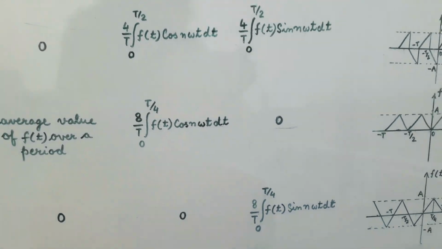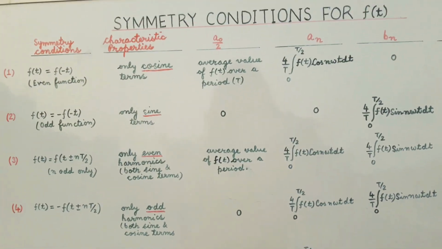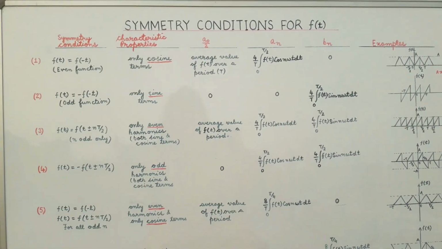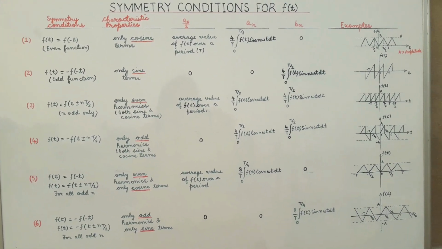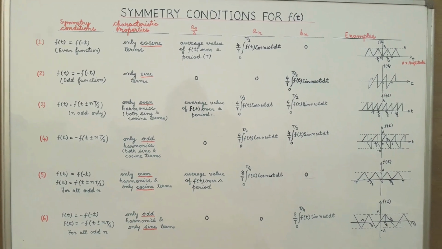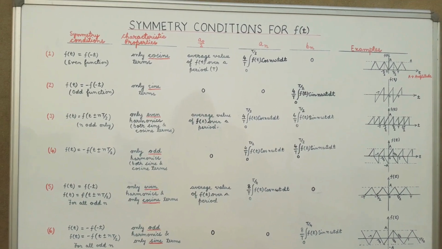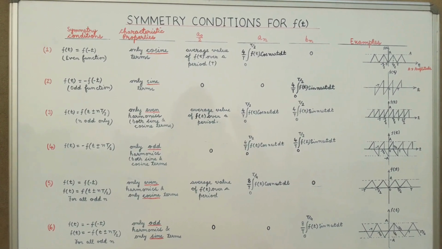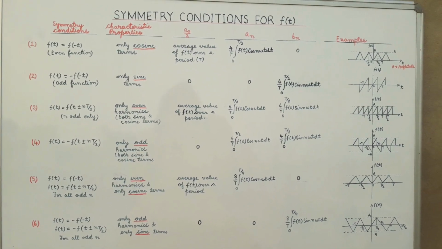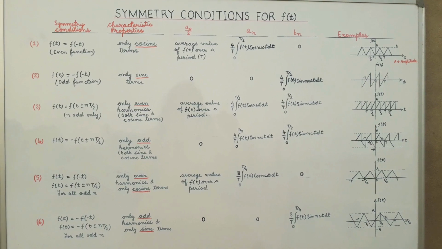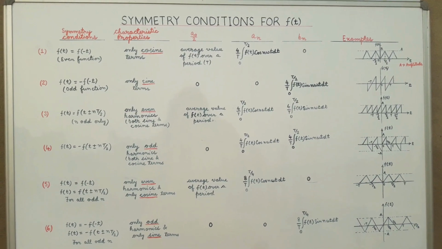So by seeing the symmetry conditions, we found out how easily we can find the Fourier series of the given function just by inspecting the symmetry conditions for the given periodic function. I hope this topic is clear to all of you.